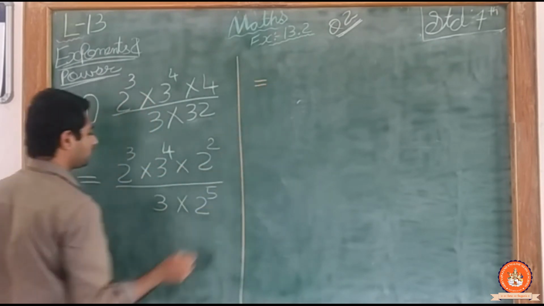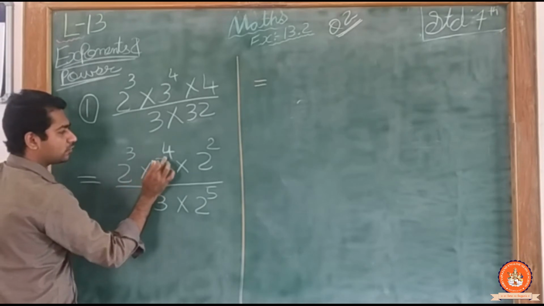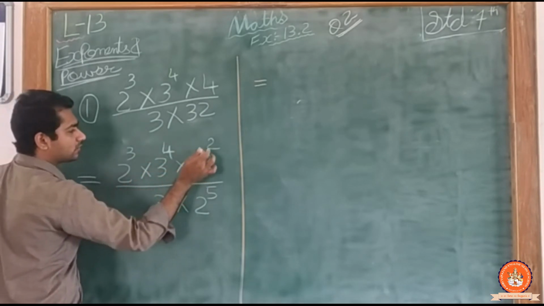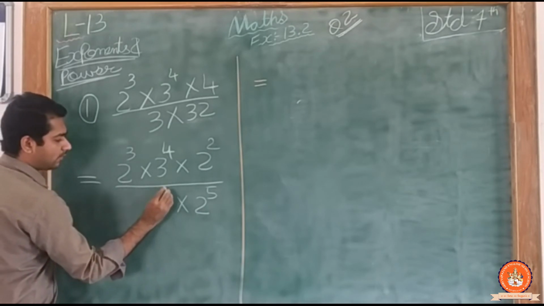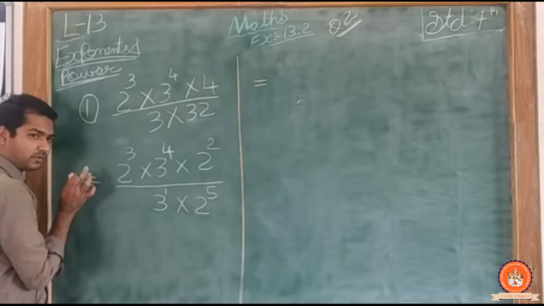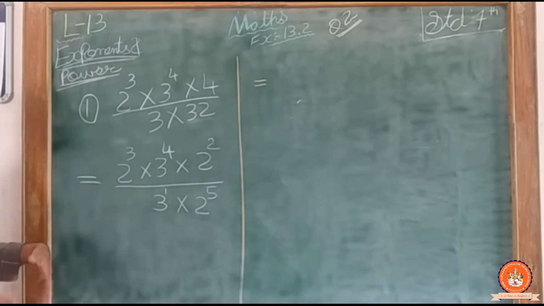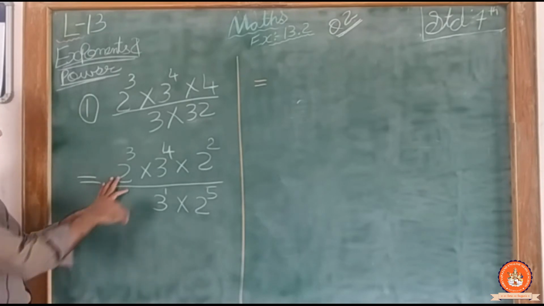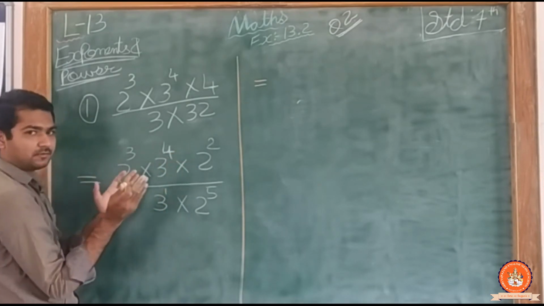Equal to sign. Now here I get 2 cube multiplied by 3 raised to 4 multiplied by 2 raised to 2, whole divided by 3. There is nothing, but I can say there is 1. If I don't have any power, that means it is 1. Multiply by 2 raised to 5. Clear?